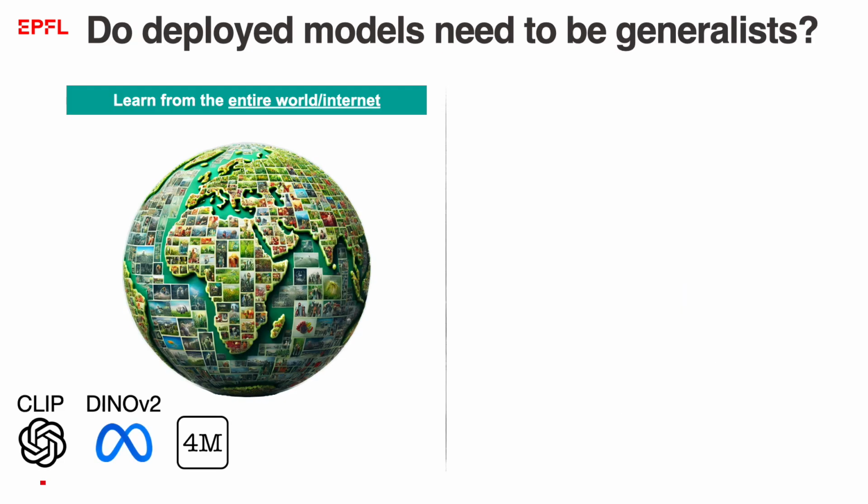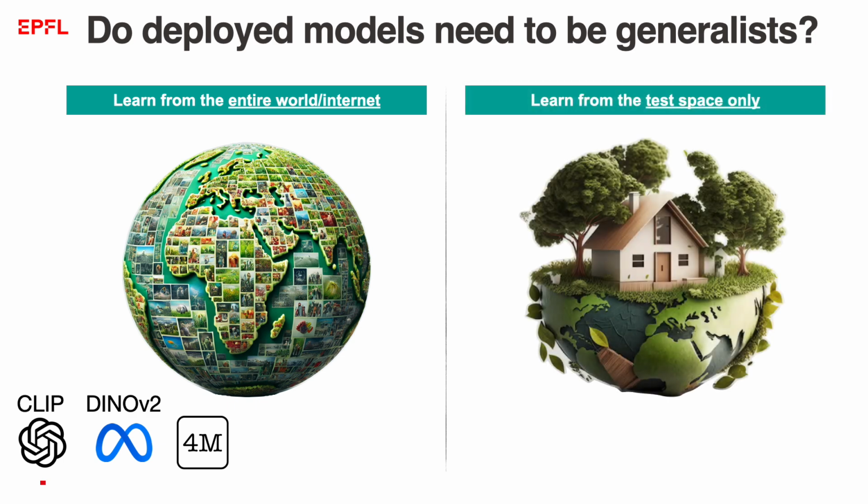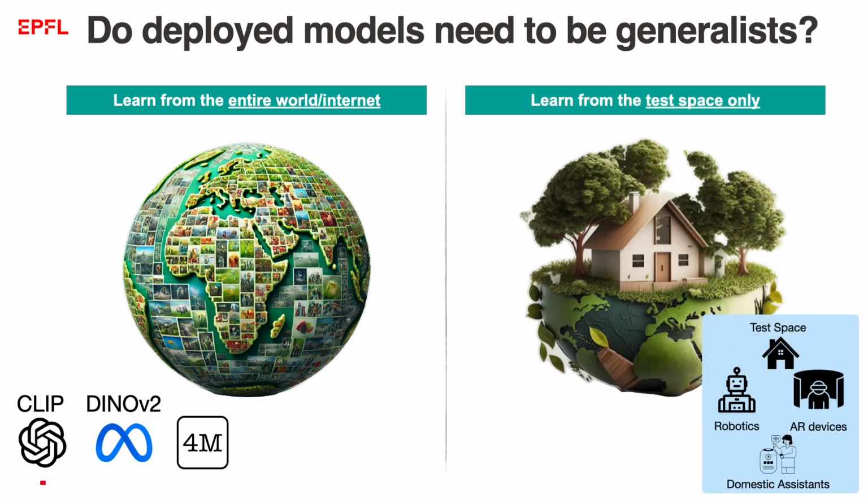Most modern vision models follow the paradigm on the left. Pre-train on large-scale external data, often from the internet, and then deploy everywhere. But many real systems are not deployed everywhere. A household robot, an augmented reality device, or a domestic assistant may spend most of its life in one specific user space, or what we call the test space. So we ask, if the deployment space is known, can we build a model by learning from that space itself?